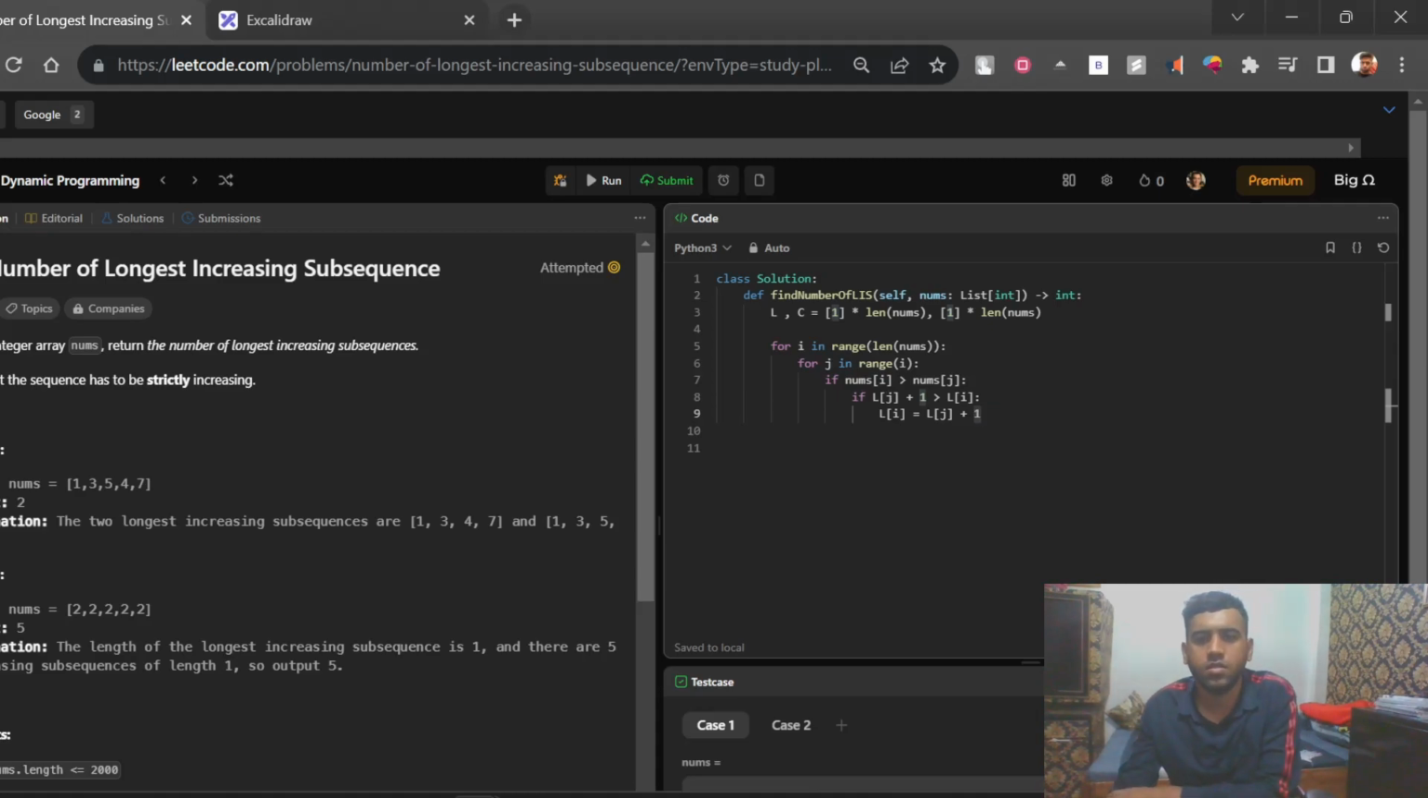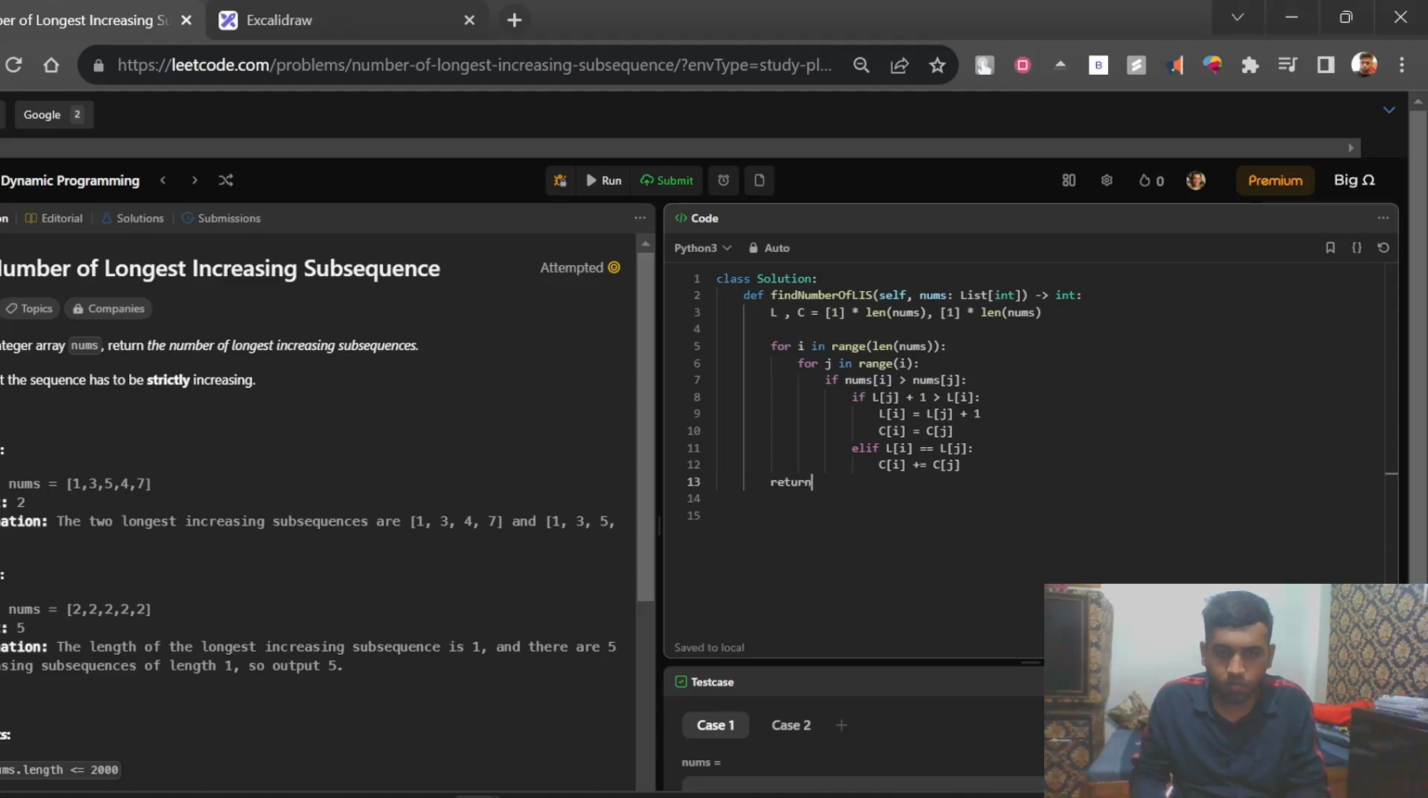And C of I will be C of J. So mirror it: L of I equals to L of J, and we'll just write C of I. We'll just sum it up and write it here. We just sum it up.